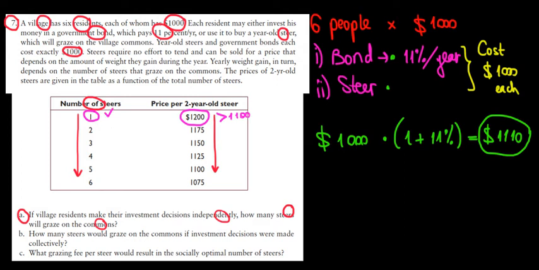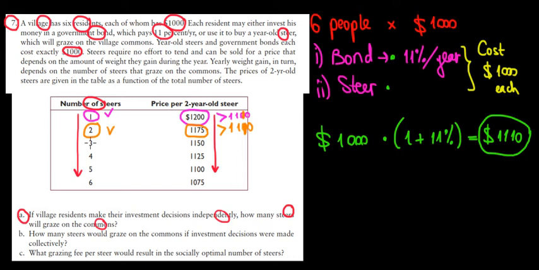Now let's see if the second guy, the second resident, buys the second steer. Now his steer will be cheaper. It will be $1,175, and he has to compare this with the opportunity cost of putting the money in the bond. So that's $1,110. So this is also better. The return from the steer is better than the return from the bond. So the second guy is also going to invest in the steer.